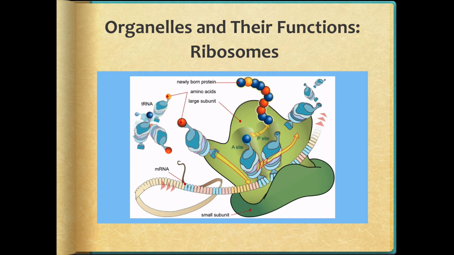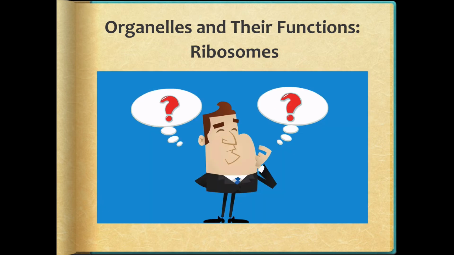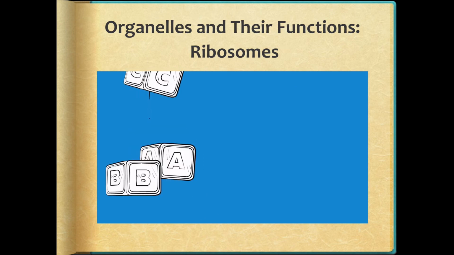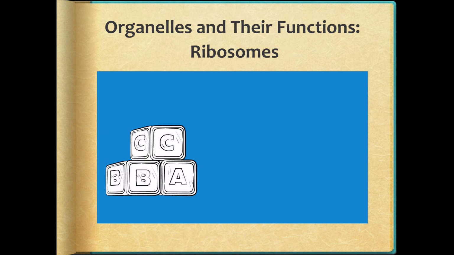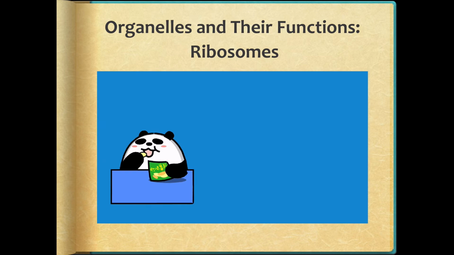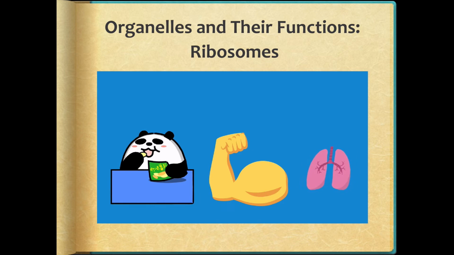Now, why is protein important? Protein is used for many functions in the cell. They are used as building blocks for structure and support. Your skin and tendons are made of proteins. Some proteins help with digestion. Proteins help with muscle contraction and also help carry oxygen around your body.